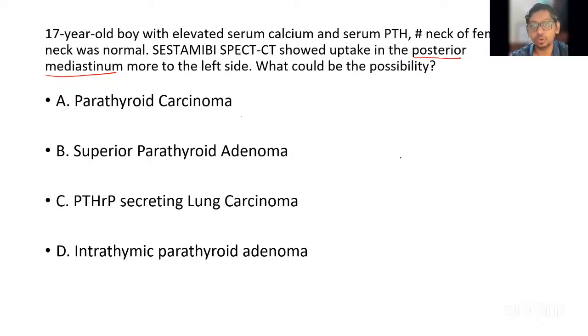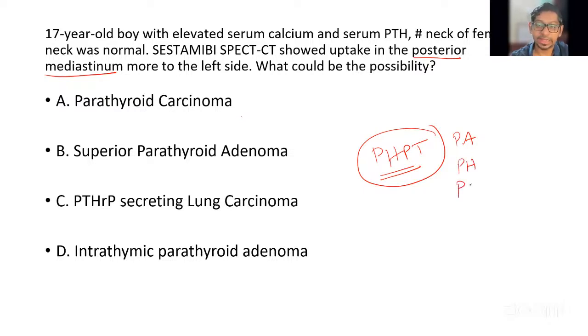Obviously, the diagnosis for this patient is primary hyperparathyroidism. The most common cause of primary hyperparathyroidism is a parathyroid adenoma. The second most common is parathyroid hyperplasia, and the least common is parathyroid carcinoma. So most probably this is a parathyroid adenoma. Because the location of the abnormal gland here is the posterior mediastinum, the answer is a superior parathyroid adenoma. Now I'll explain why.